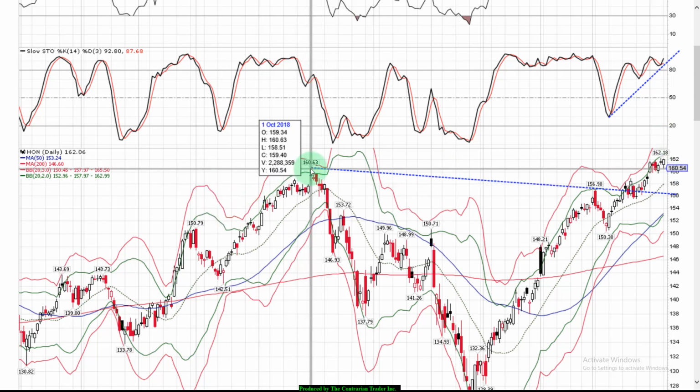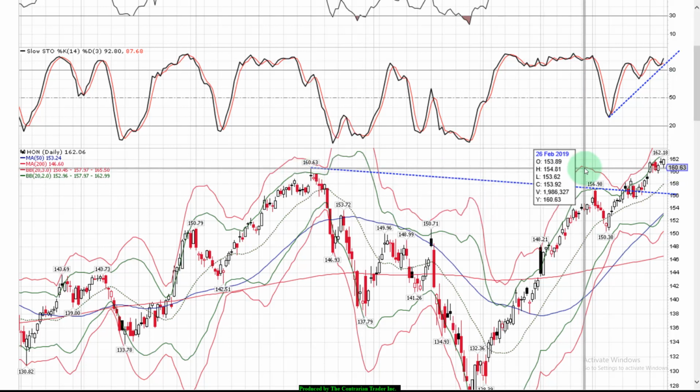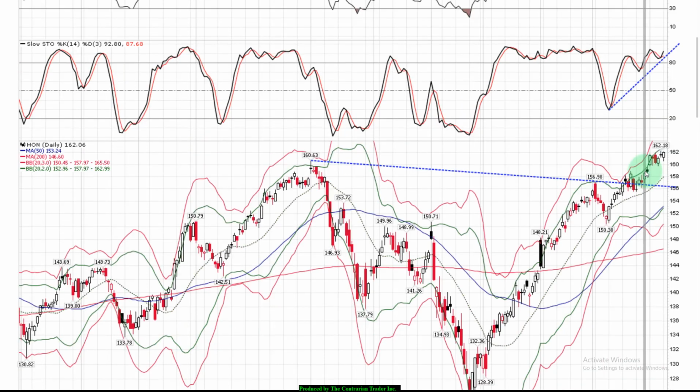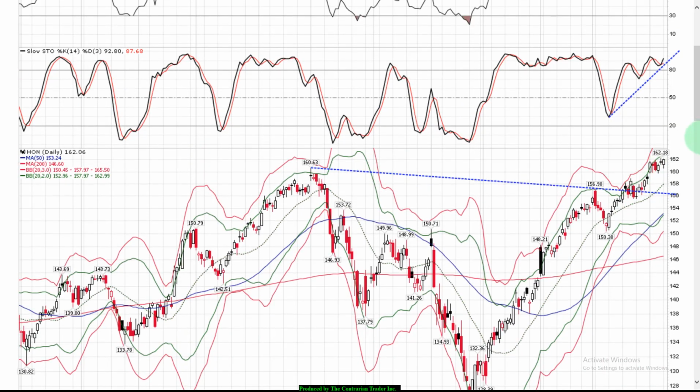We have cleared the 160 level, and in fact, what we did yesterday, because this was resistance going back to October, we retested that support level yesterday. Really good stuff. Volume, though, is a bit of a concern. You'd really want to see those volume bars rise. So in terms of price, looking good. In terms of volume, a bit of a concern. So just be careful with your position sizing.